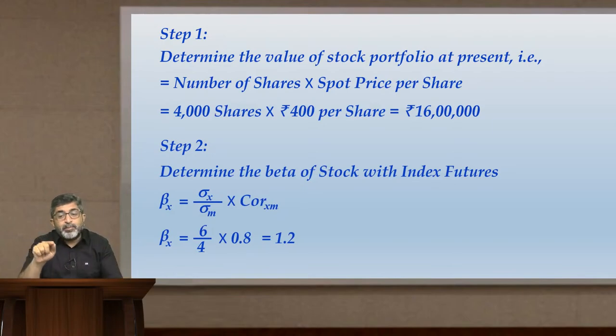But here beta is positive. Beta positive means it is indicating that the direction in which Nifty futures will move is the same direction in which your stock will move. Means either both will rise or both will fall.